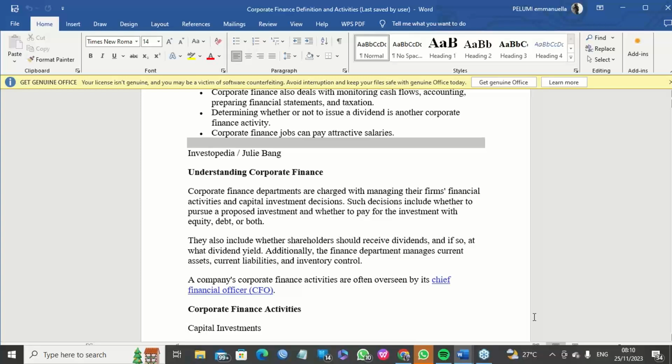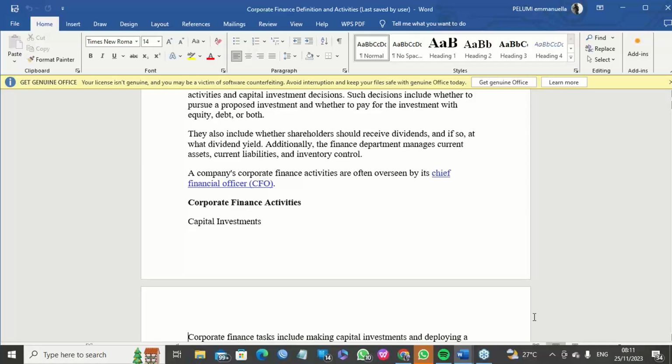And so we say a corporate finance department is charged with managing the firm's financial activities and the capital investment decisions. Such decisions include whether to pursue a proposed investment, and whether to pay for the investment with equity, debt, or both. They also include whether shareholders should receive dividends, and if so, at what dividend yield. Normally, there are lots of policies that are being used when it comes to dividend payment. A company's corporate finance activities are often overseen by the chief financial officer.